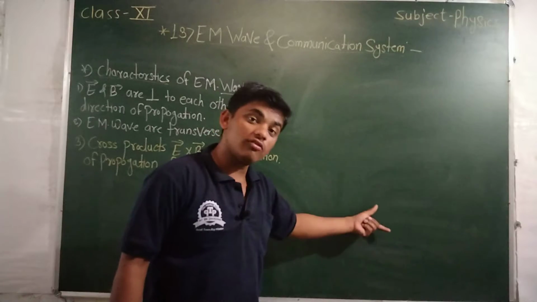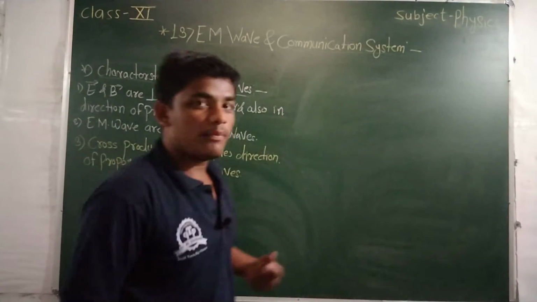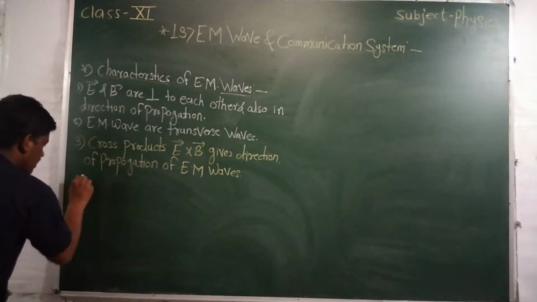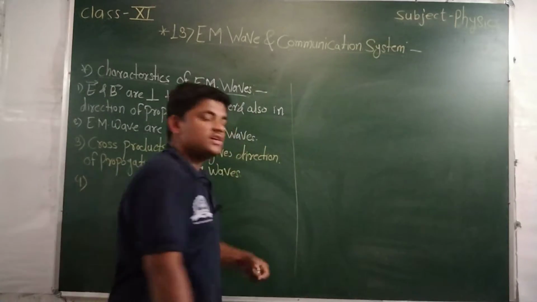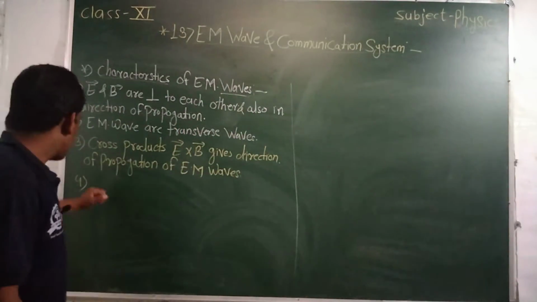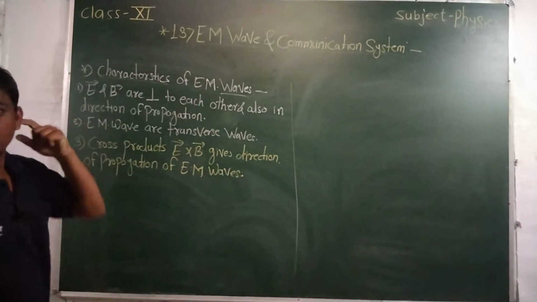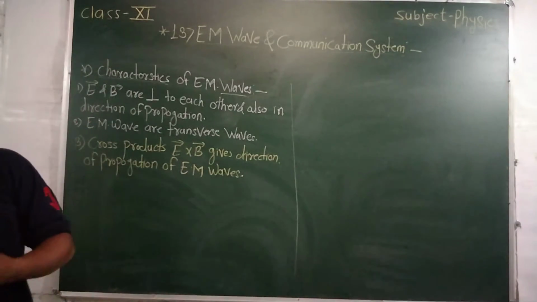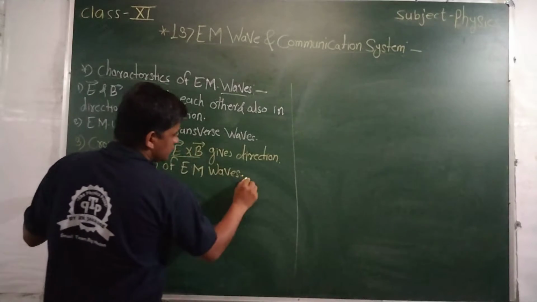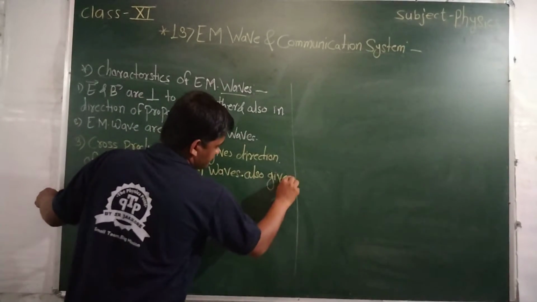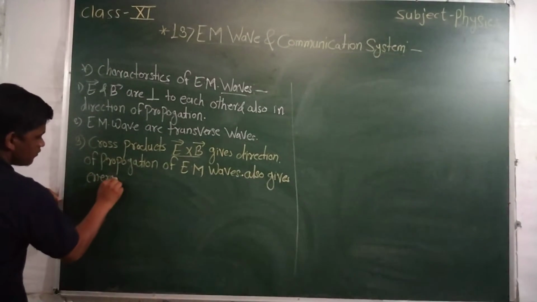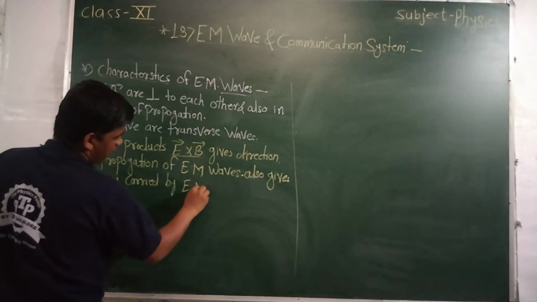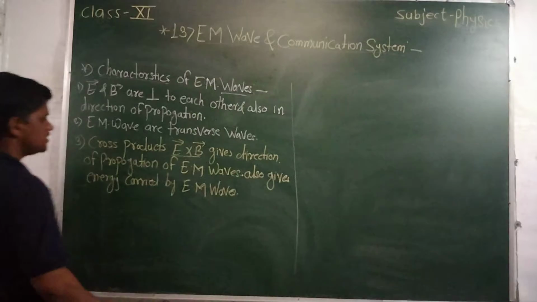The magnetic field and electric field are perpendicular to each other, and both are perpendicular to the propagation of the electromagnetic waves. This is not different; we are just revising some points from the previous lectures. EM waves also carry energy, and the cross product also gives the energy carried by EM waves.